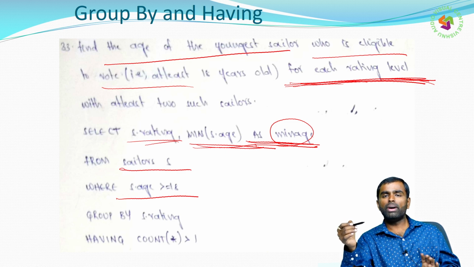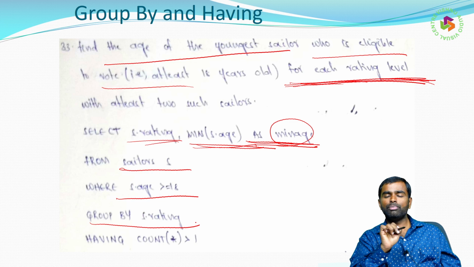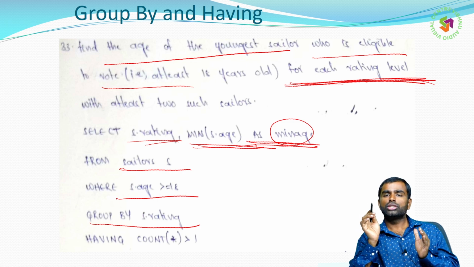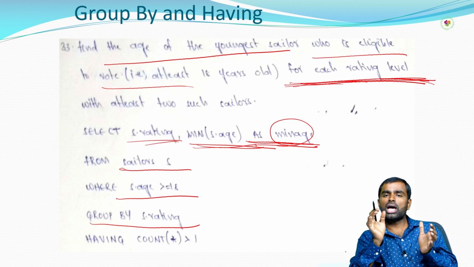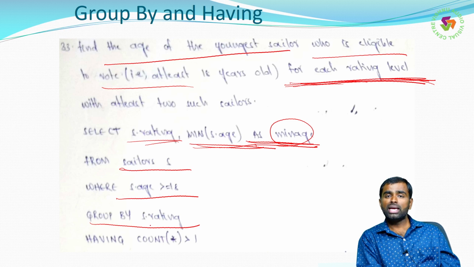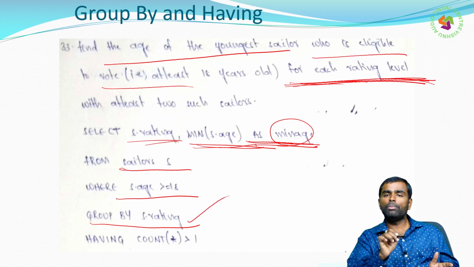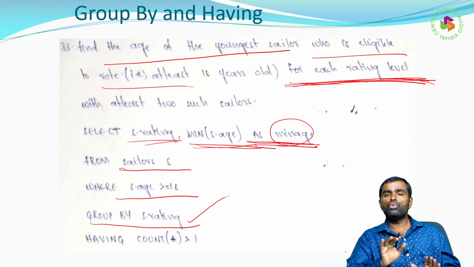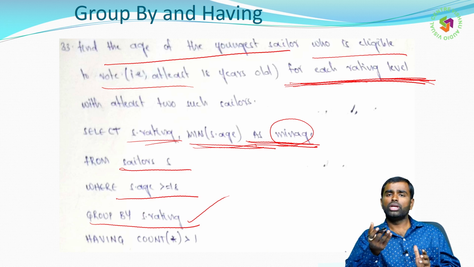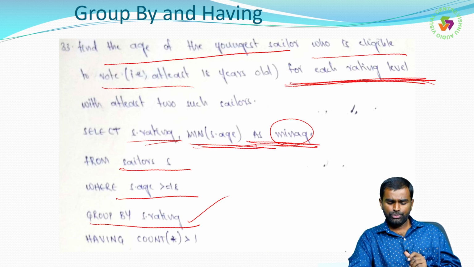If you give the column S.rating in the group by, the rating column can be divided into different groups. Rating 10 is given to some employees, and those all are one group. Rating 8 is given to some employees, and those all are one group. Like that, different groups can be formed, and that can be done using group by S.rating. Based on which column you would like to group, that column you have to give here. If you group the sailors based on rating, you give group by S.rating. Based on age, if you would like to group, you can give S.age.